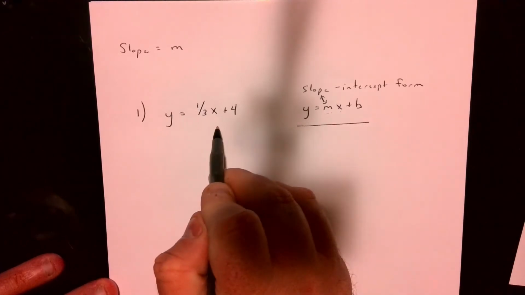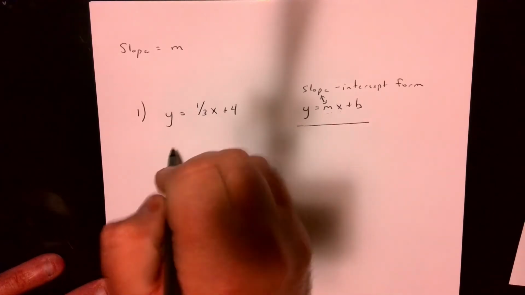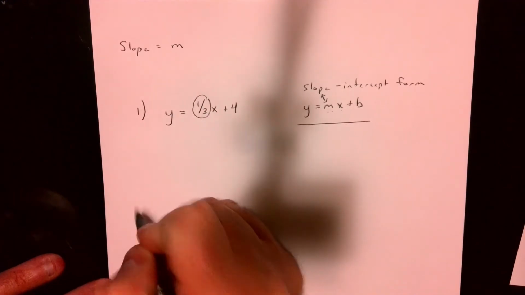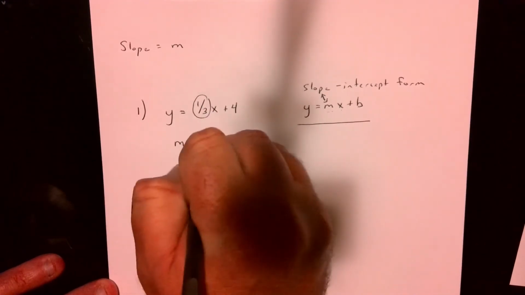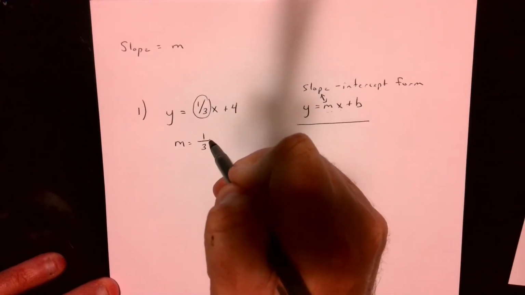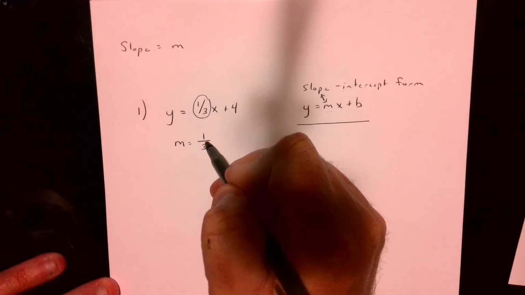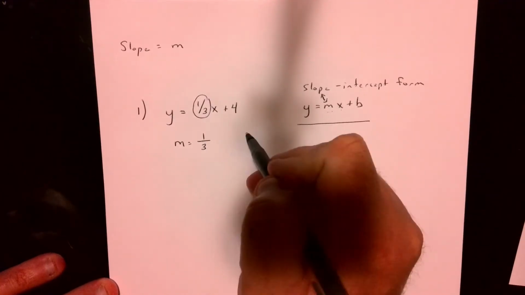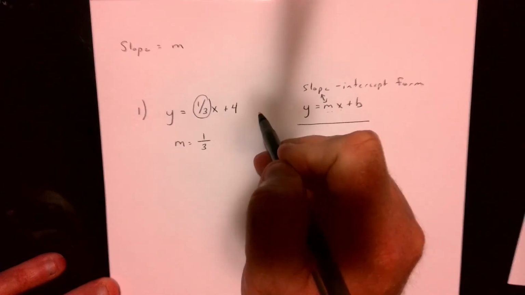So if we go back to the given equation here, we see that 1/3 sits right in front of the x. So our slope is 1/3. That means from previous lessons that we have a rise of 1 and a run of 3. We're going up 1, right 3, up 1, right 3, up 1, right 3.